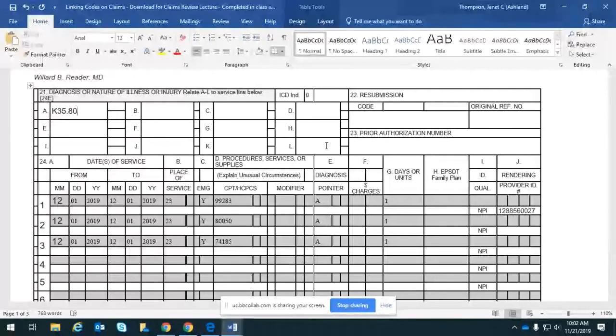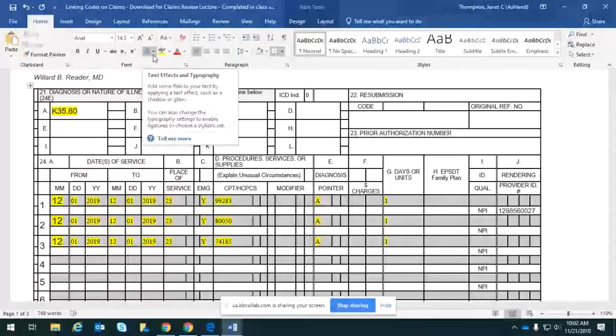So this person had the acute appendicitis. So their diagnosis is in that letter A there at the box 21. And this is their service, the procedures that were performed. So they had an emergency room visit. And the first code that's listed is the one that has the most reimbursement, the most expense.